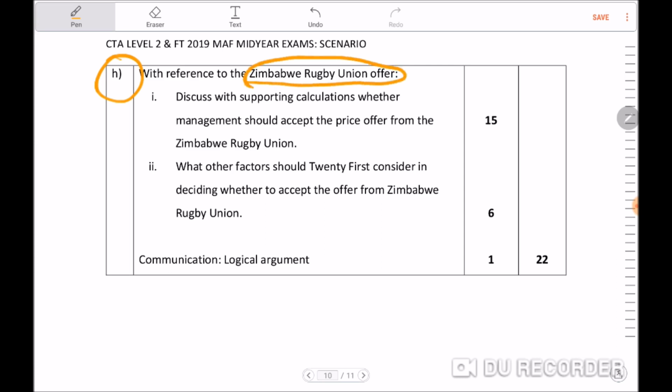So it means whatever you are doing in this required was supposed to be in reference to the information in the case study where the offer from the Zimbabwe Rugby Union was detailed. Specifically, what were you asked to do? Discuss with supporting calculations whether the management should accept the prize offer from the Zimbabwe Rugby Union. So, what is the decision we want to make here? Should we accept the prize offer? I think that is very important.